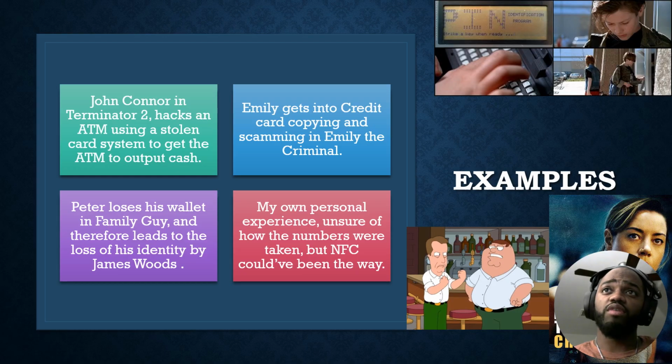And from there, we're going to move on to, of course, some real world examples. I wanted to use some examples from media to make it easy for people to understand. So for example, we have John Connor in Terminator 2. He was using a system, basically a transceiver. He popped a fake card in there and was able to exploit the ATM to shoot out money for him, even though of course it wasn't a real card, not tied to his bank account.